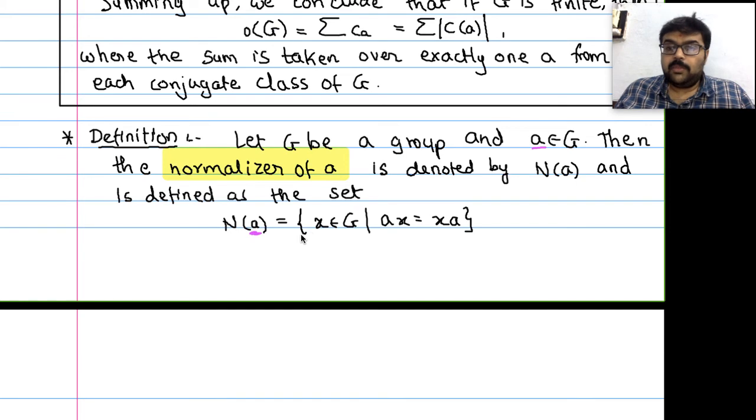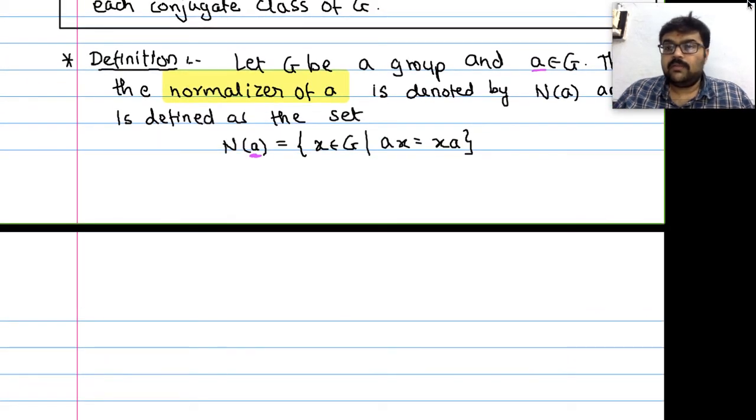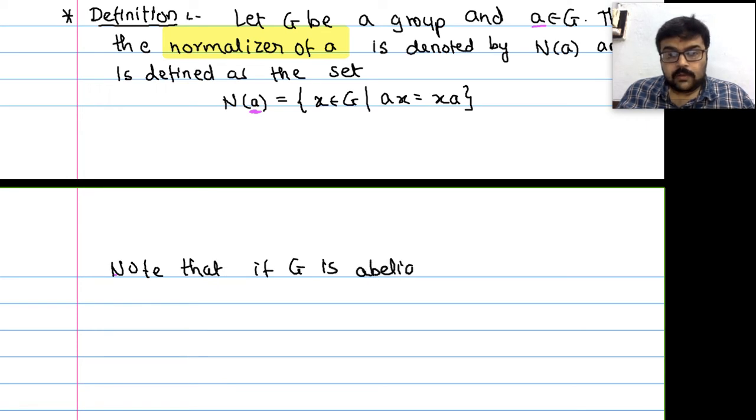In an abelian group, what happens to the normalizer? The normalizer is going to be the group itself, because every element commutes with every other element. Note that if G is abelian, then NA equals G. Group is abelian, then every element commutes with every other element.